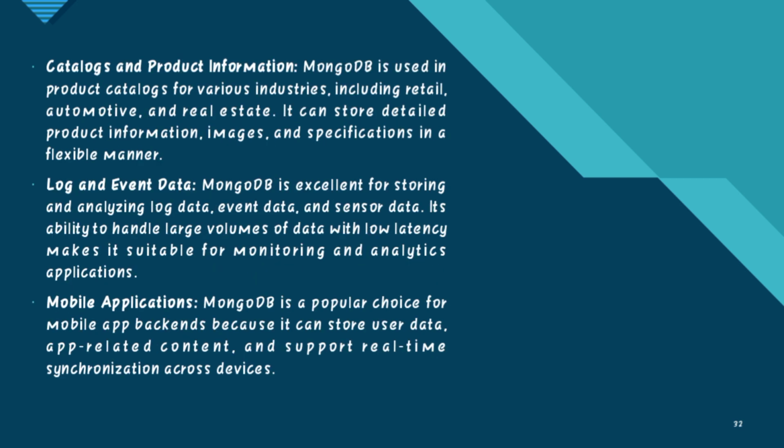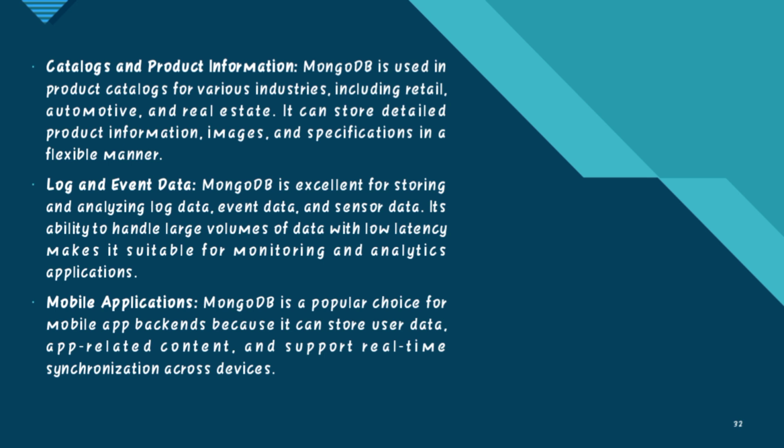Catalogs and the product information. MongoDB is used in product catalogs for various industries including retail, automotive, and the real estate. It can store detailed product information, images, and specifications in a flexible manner. Log and event data. MongoDB is excellent for storing and analyzing log data, event data, and sensor data. Its ability to handle large volumes of data with low latency makes it suitable for monitoring and analytics applications.